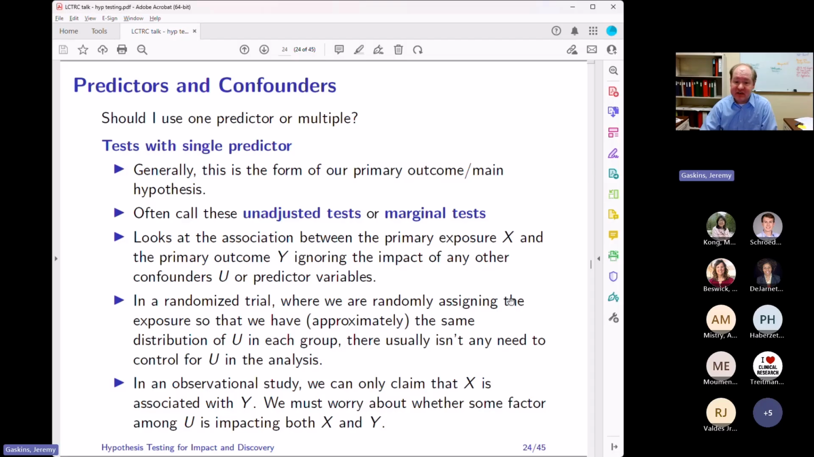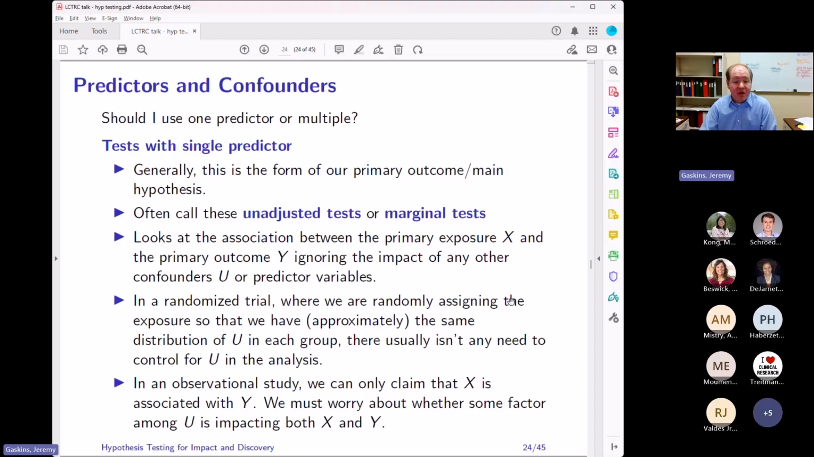And so that, of course, is the potential problem with running an unadjusted test. Now, if I'm in a randomized trial where I'm randomly assigning my exposure or treatment group to individuals, then I know that I'm going to have approximately the same distribution of our confounders U within each group. And so in that case, there isn't really any need to control for our confounders or for the other predictors in our analysis. And so, in a randomized trial, the marginal test or the unadjusted test is going to work just fine. And it's often going to be our preferable test to consider.